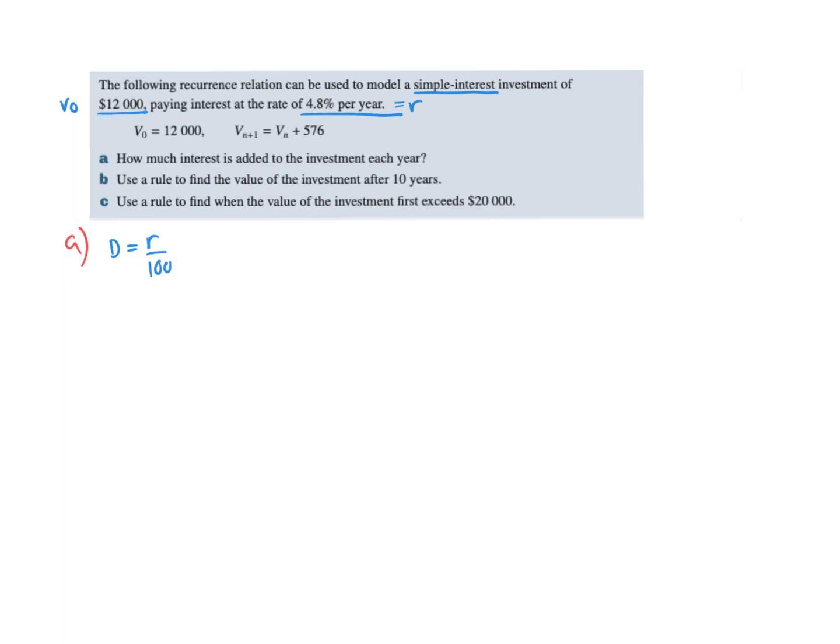Yeah, so this is how they found it, just so you can see, but we'll just pop the calculation in so you can see how they did that. And that ended up being 576. But you could have simply read the recurrence relation, and that's okay. That means you understand that. So then the next question, B, use the rule to find the value of the investment after 10 years. Now, when you see that, when they say use the rule, we want the nth term rule.